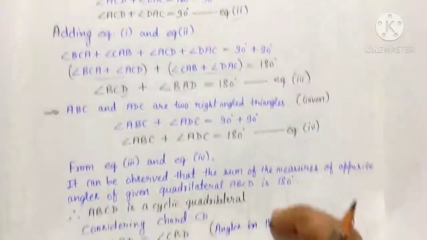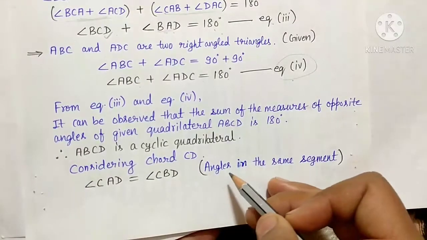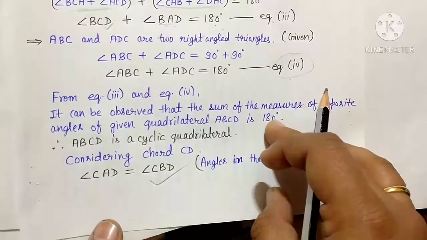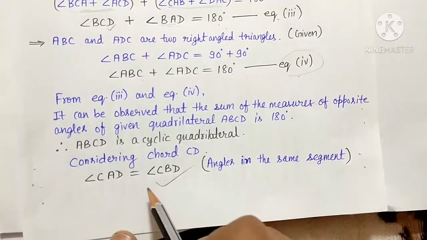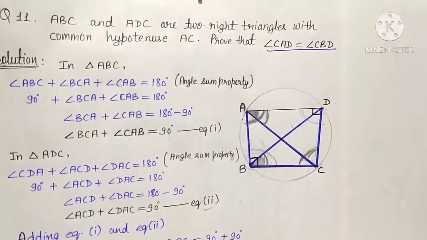So we can use this theorem here. Considering chord CD, we can say angle CAD equals angle CBD. How? Because angles in the same segment are equal. So in this way, we have proved that these two angles are equal, and this can apply only in a cyclic quadrilateral. Remember this one. So here we have done our question number 11.